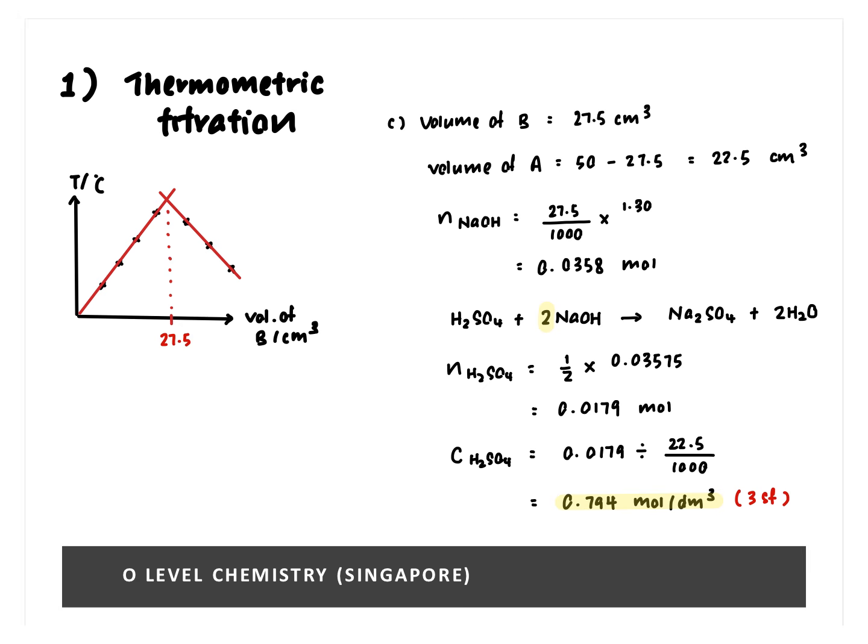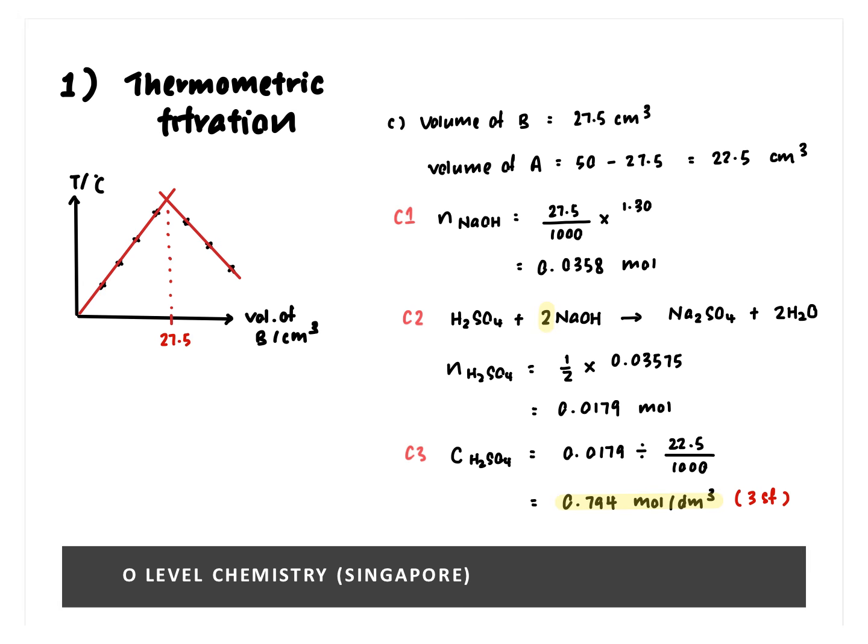What is the 3C method? Number 1, convert to moles. So from the volume of B, we can find the number of moles of sodium hydroxide. Second C is to compare mole ratio. 1 mole of sulfuric acid reacts with 2 moles of sodium hydroxide. So the number of moles of sulfuric acid is half the number of moles of sodium hydroxide.